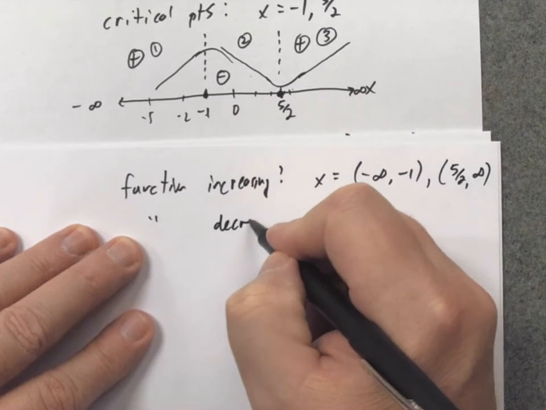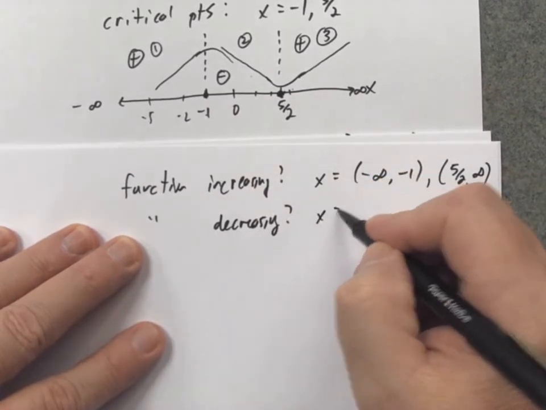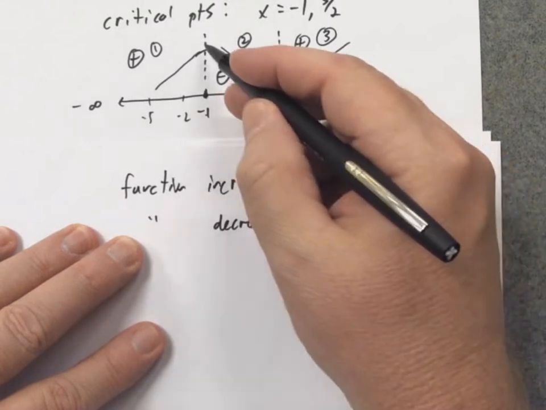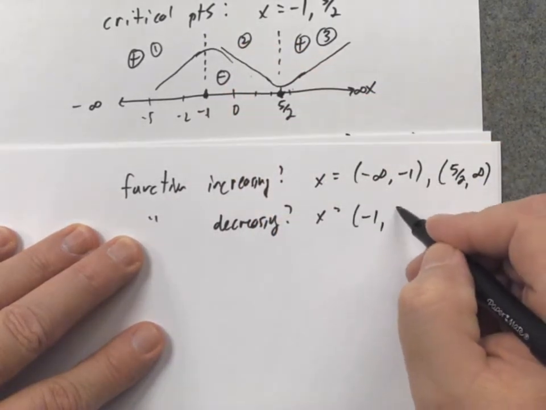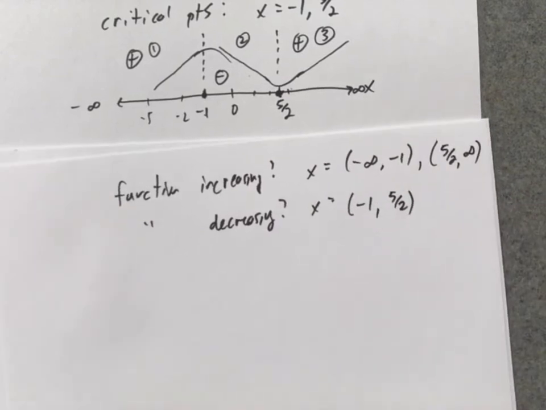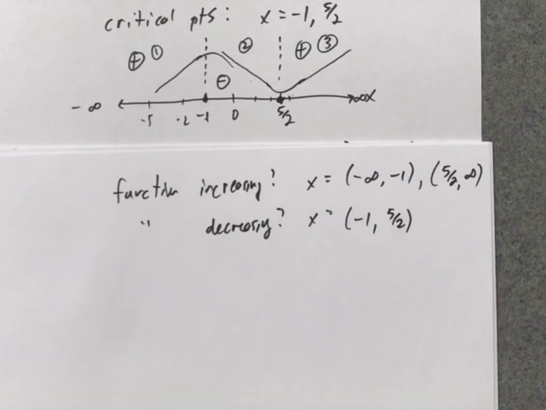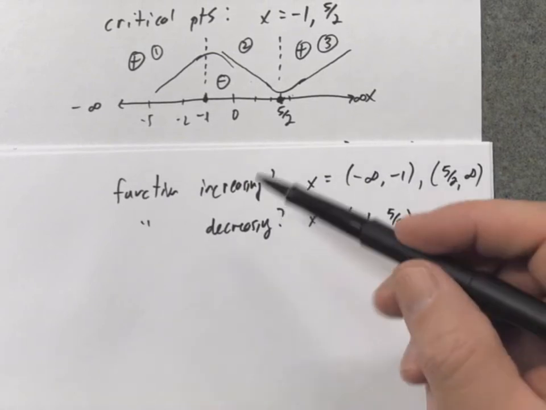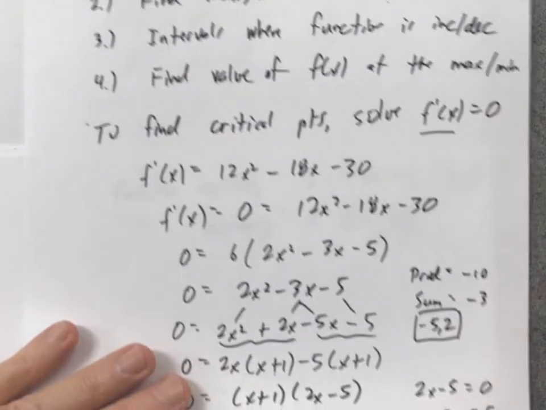So where is the function decreasing? Region 2, right here in the middle, this one section. And it goes from -1 to 5/2. So once you find your critical points and you find out whether they're maxes or mins, the increasing, decreasing functions, it's very simple. Now let me do this fourth point that I said in here.